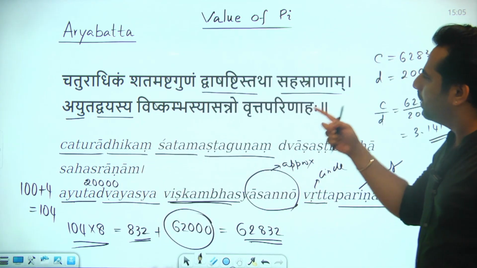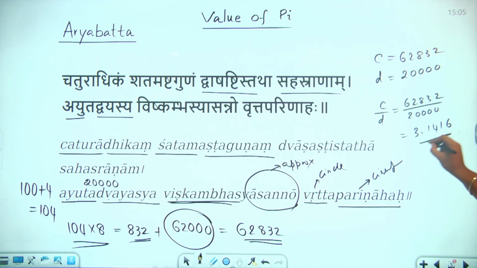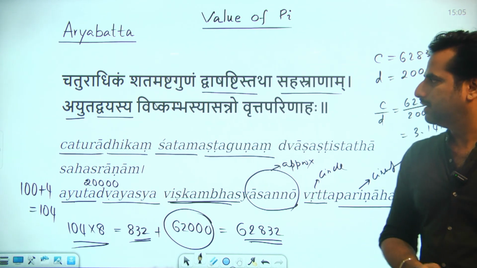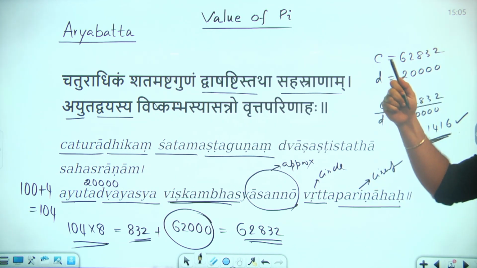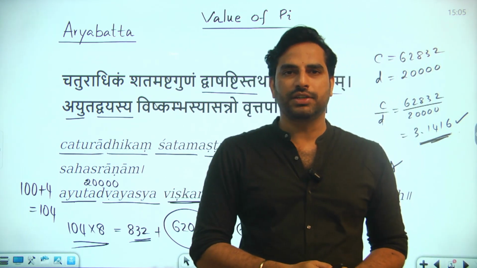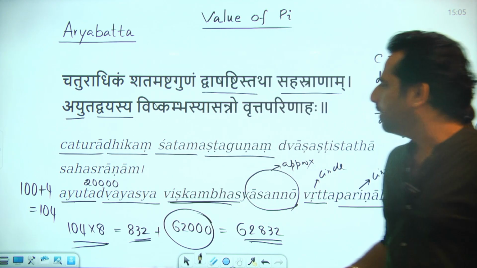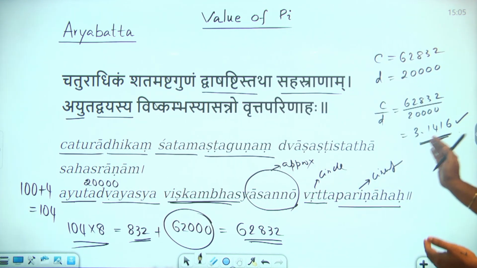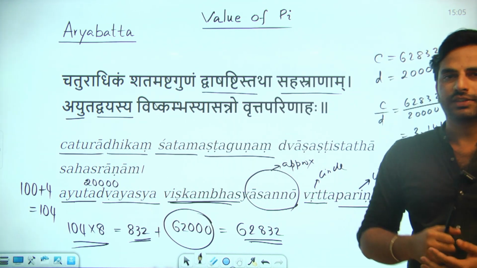Aryabhatta has clearly mentioned in his work Aryabhatiyam about the value of pi, and it is 3.1416. This is the approximated value of pi by Aryabhatta. So we should be proud of our Indian mathematician who has given this precise value of pi in those days.